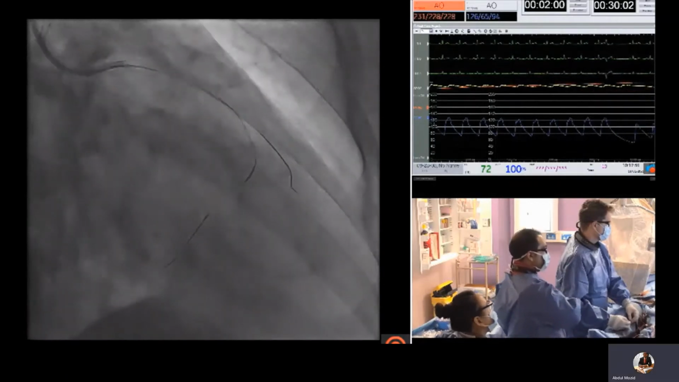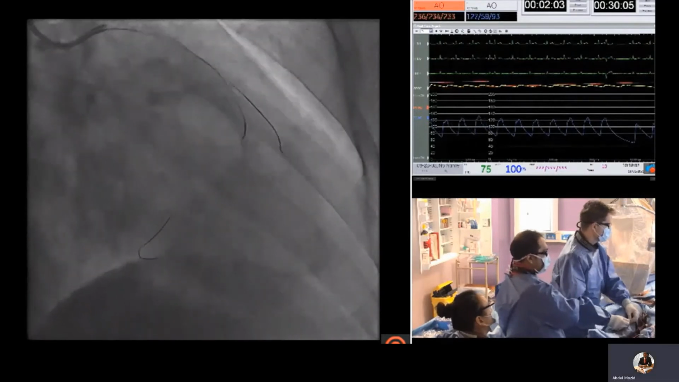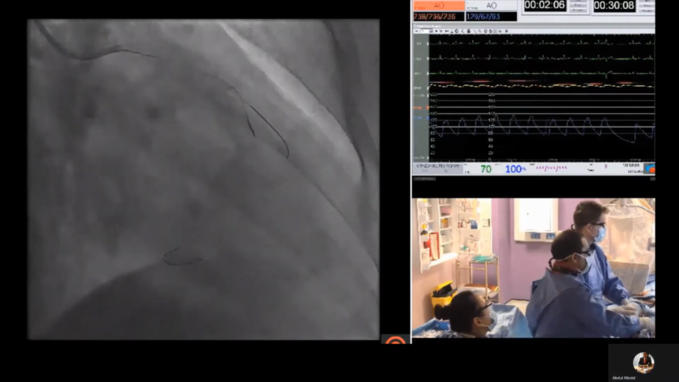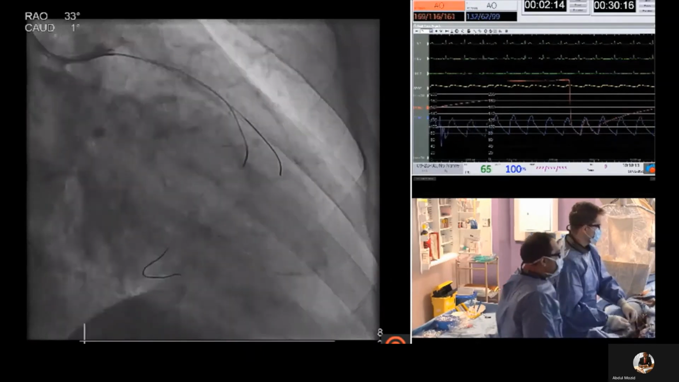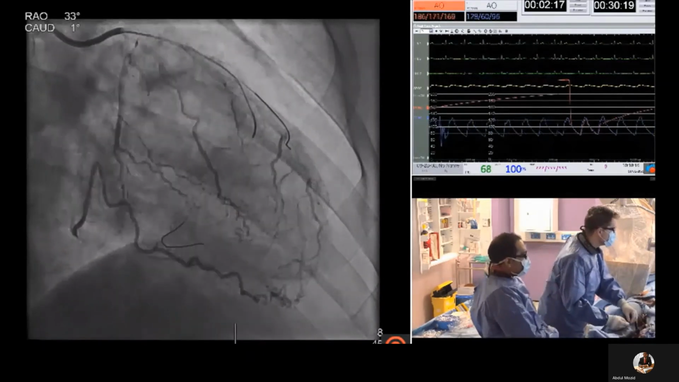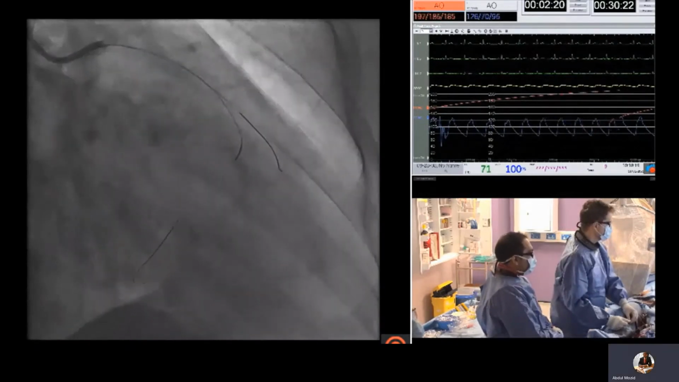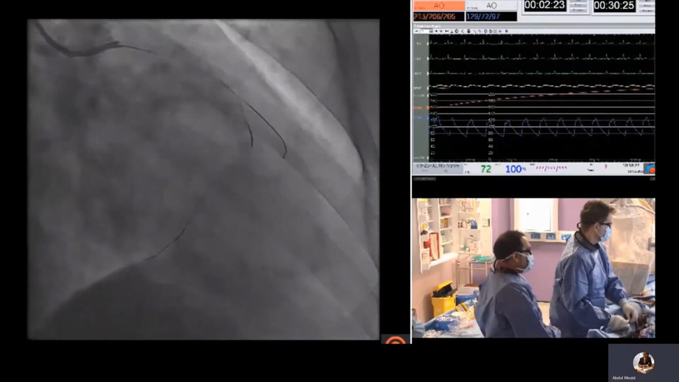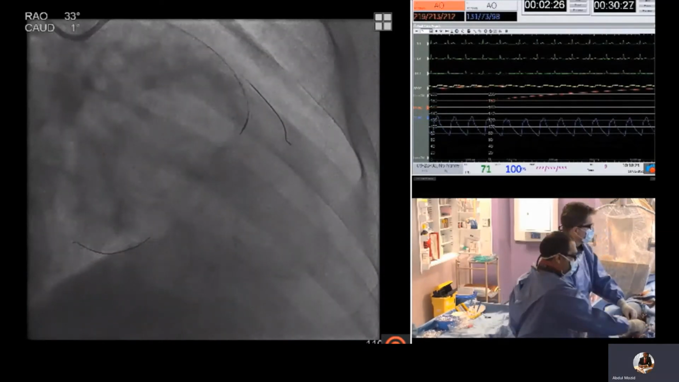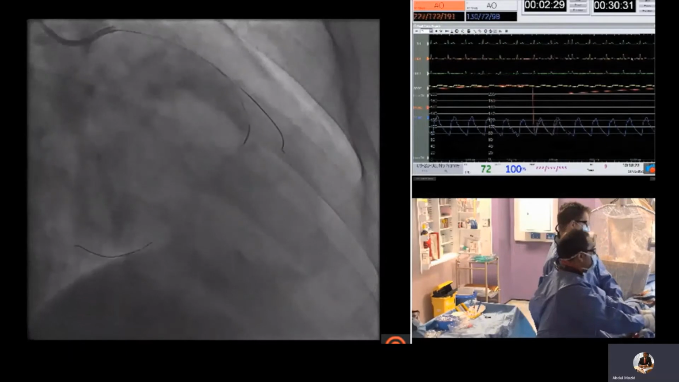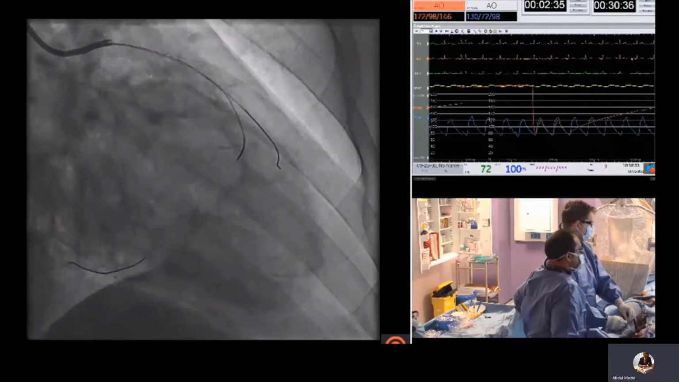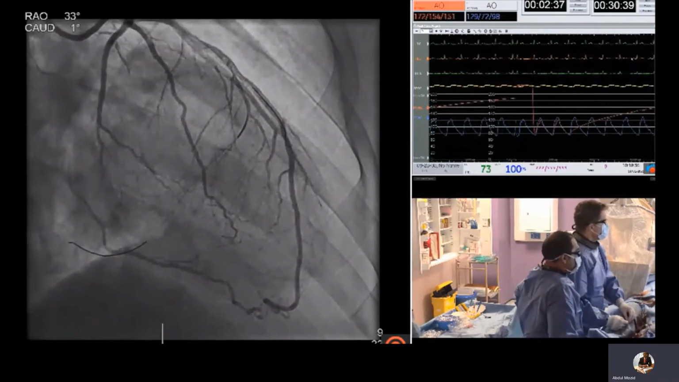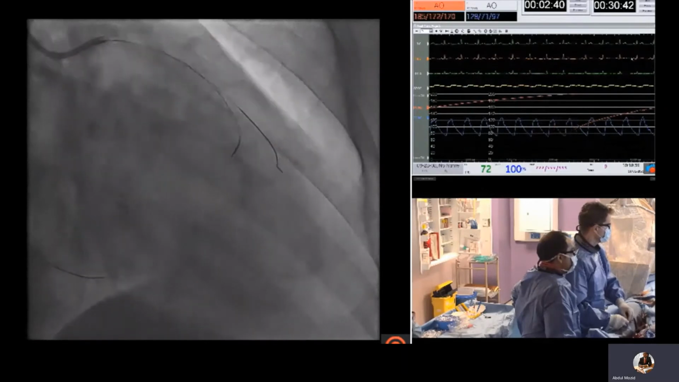So this is the Xeon wire, showing the right direction, but not quite there. So brought back and rotated again, and there we go. This seems to have crossed into the PDA. This is confirmed with contrast injection. It's always important to confirm the position before advancing the microcatheter.